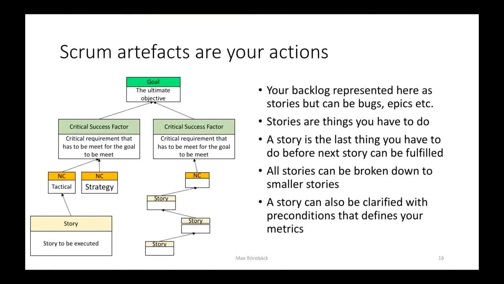So the Scrum artifacts are your actions. Your backlog represents that here as stories, but they can also be bugs and epics and maintenance things for life cycling. So stories are things you have to do. A story is the last thing you have to do before the next story can be fulfilled. All stories can be broken down into smaller stories. A story can also be clarified with a precondition that defines your metrics.